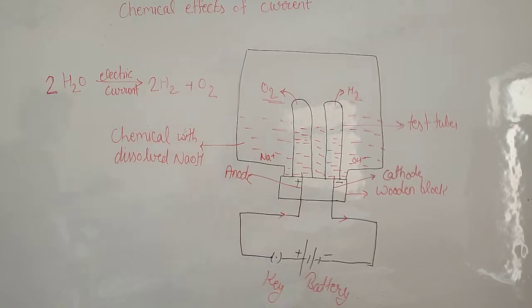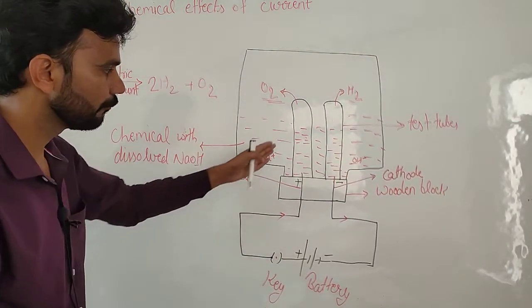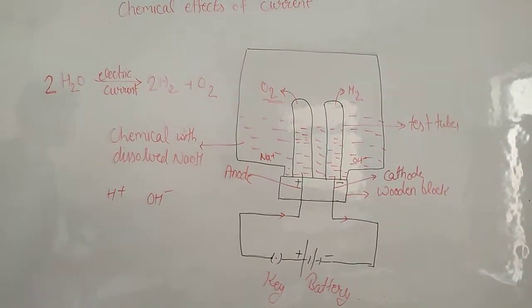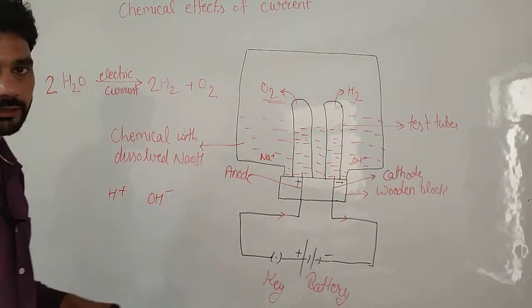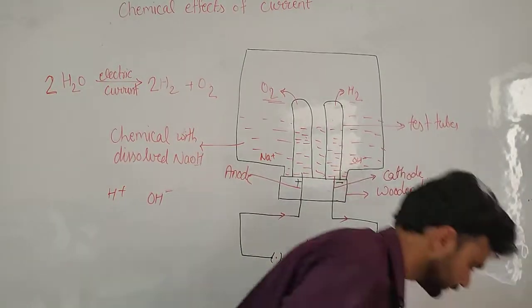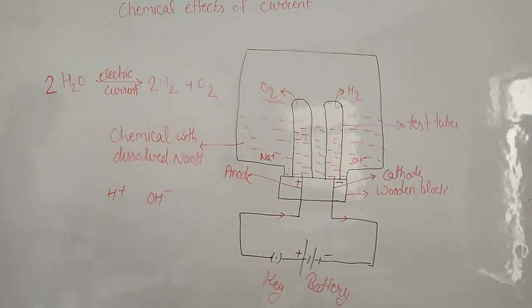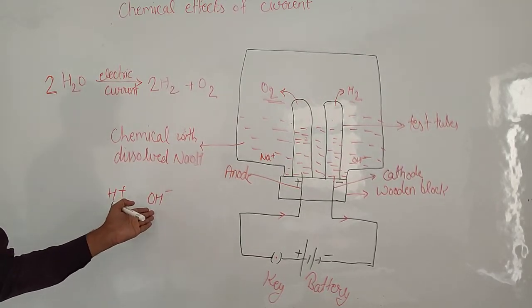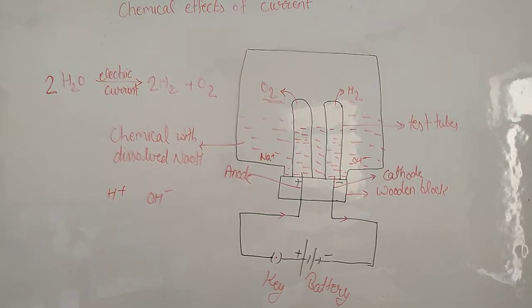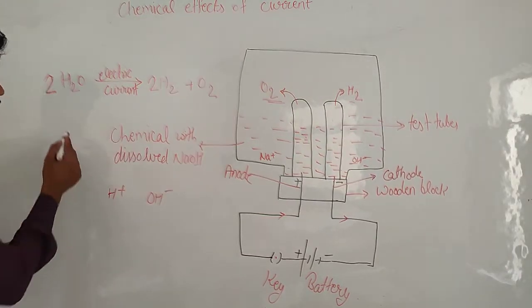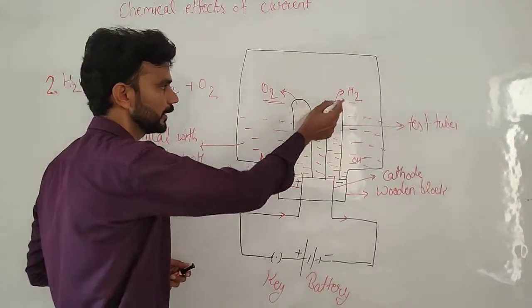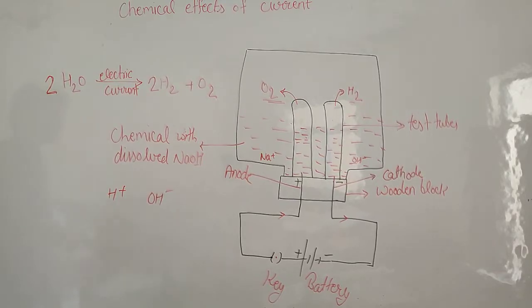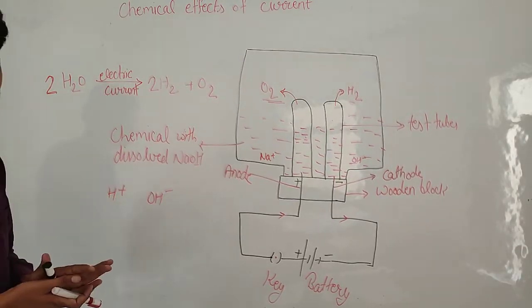So this will happen, and when current passes through the water, it will break water into H positive and OH negative ions. About ions we have studied: cations are positively charged and anions are negatively charged. So this is the cation and this is the anion. Ions are electrically charged atoms or groups of atoms. Due to this reaction, hydrogen and oxygen gas are formed, and we can collect these two gases in the test tubes. This process is known as electrolysis.